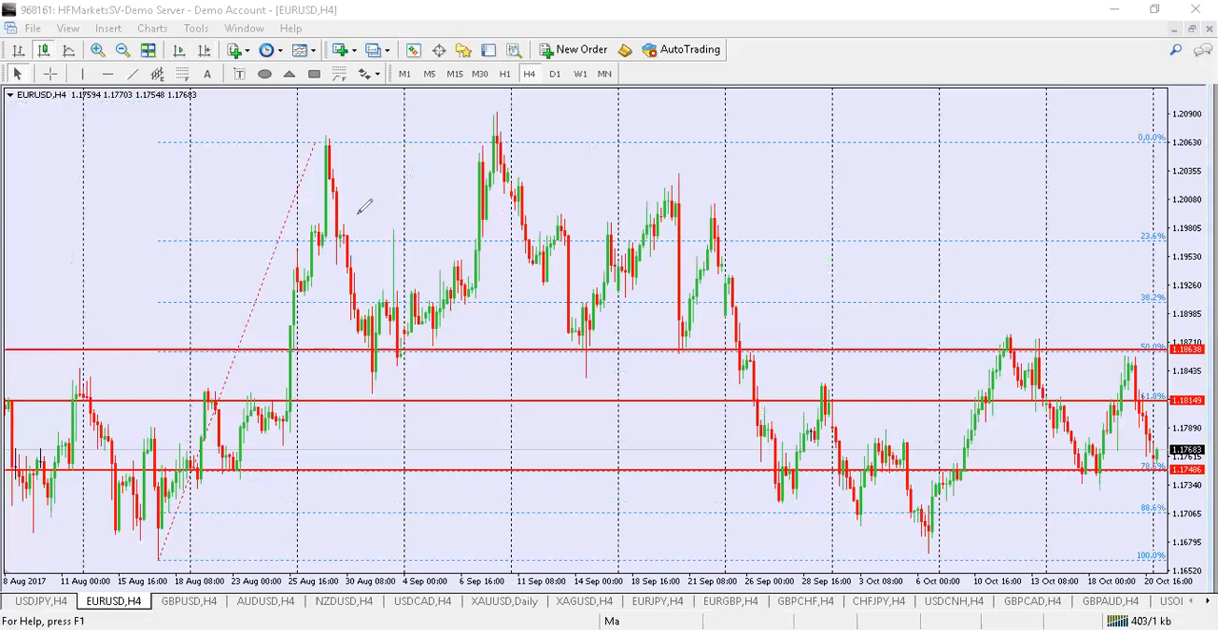But now let's deal with the beginning. So now we have 50% right here. So there was a break, but I don't trade breakouts. I trade bounces. So I wait for it to pull back upwards. So once it pulled back upwards, I would have looked at this point here.